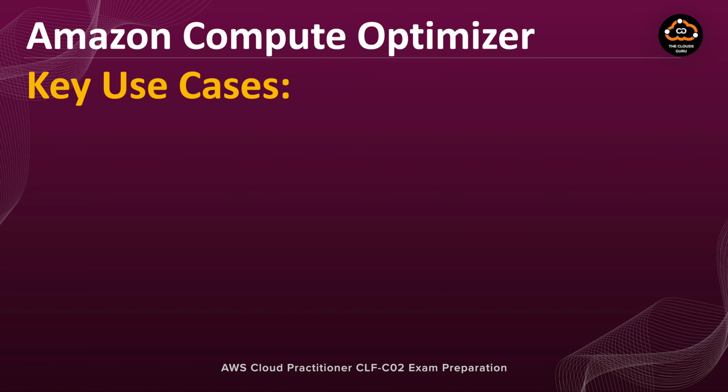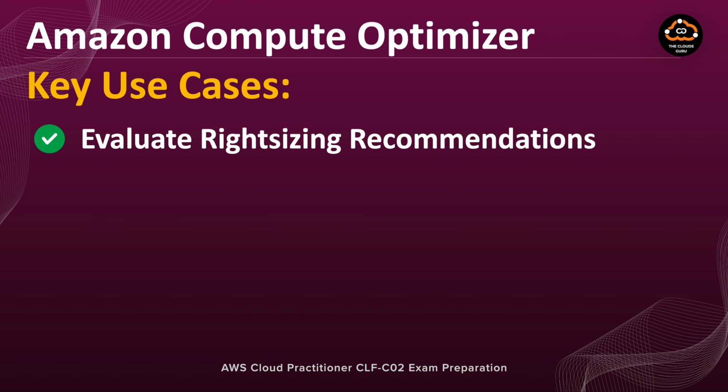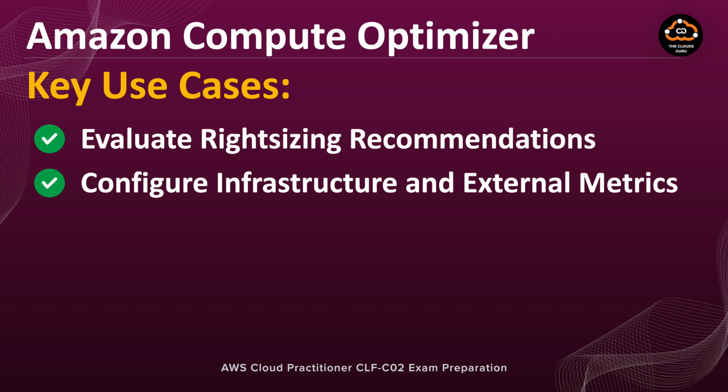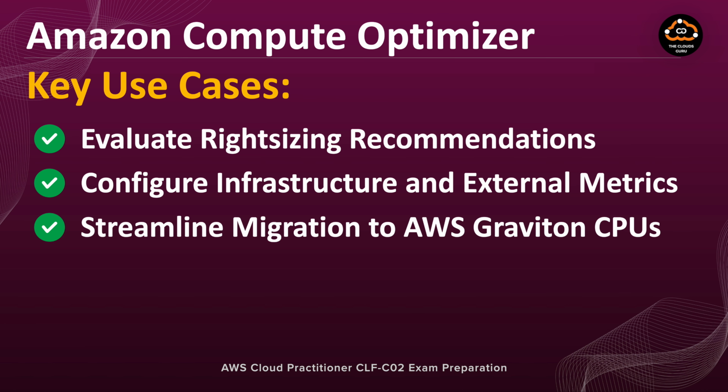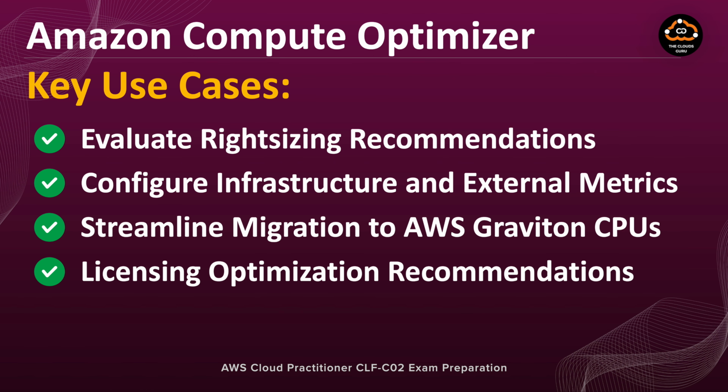Key use cases of Amazon Compute Optimizer: evaluate right-sizing recommendations, analyze and implement recommendations to ensure your AWS resources match your workload requirements. Configure infrastructure and external metrics, optimize your AWS resources based on comprehensive metrics. Streamline migration to AWS Graviton CPUs, utilize recommendations to transition smoothly to AWS Graviton CPUs for enhanced performance and cost savings. Licensing optimization recommendations, tailor your AWS usage to optimize for licensing costs.